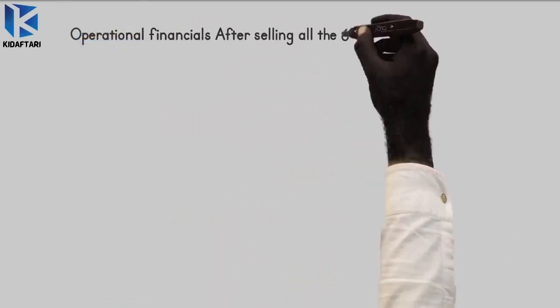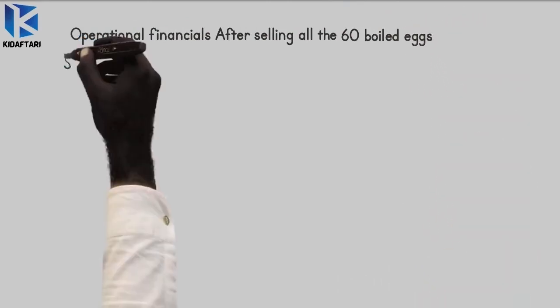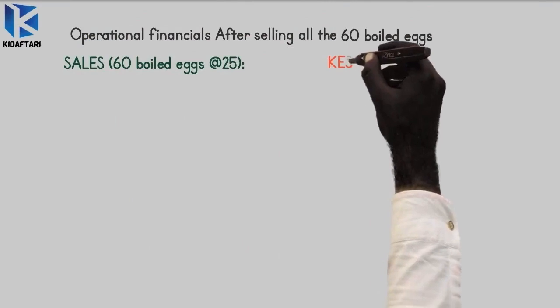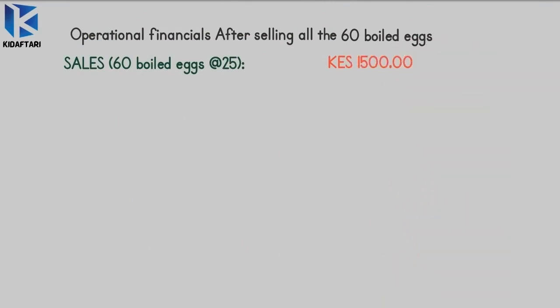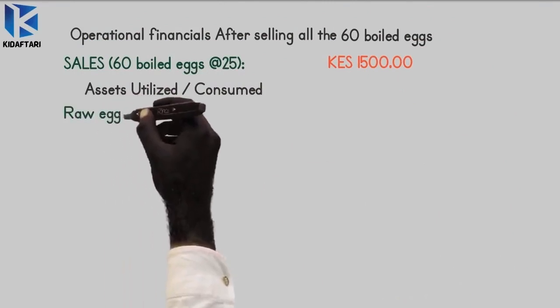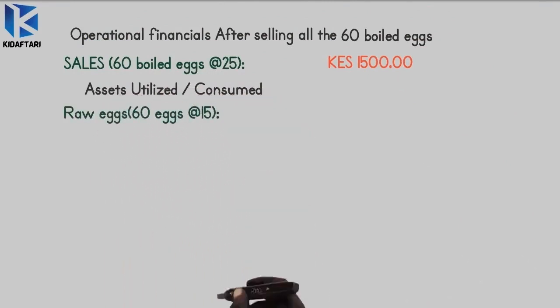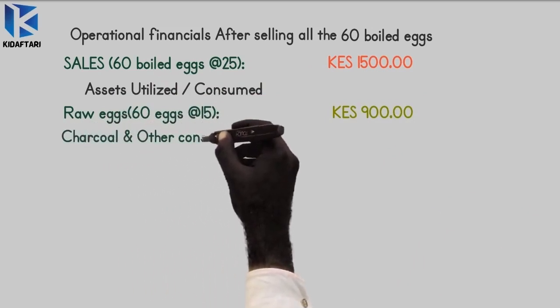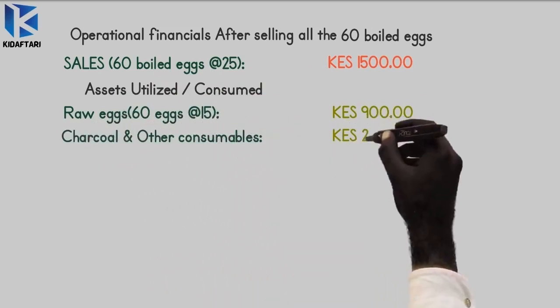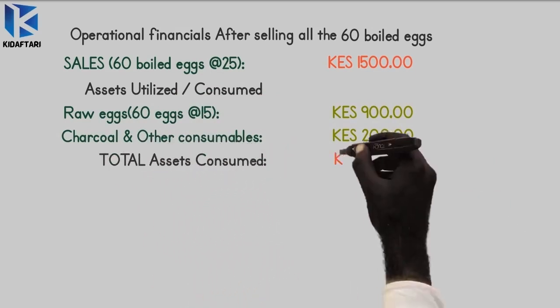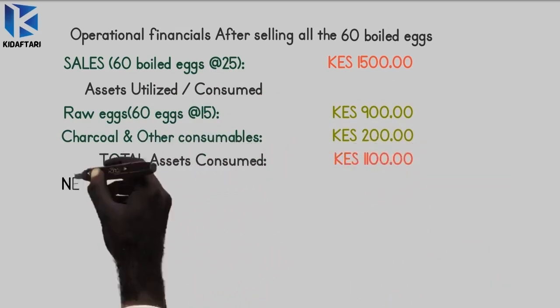Operational financials after selling all the 60 boiled eggs. Sales, 60 boiled eggs at 25 shillings brings Kenya shillings 1,500. Assets consumed to make these sales. Raw eggs at 15 shillings, 900 shillings. Charcoal and other consumables were worth 200 shillings. Total assets consumed comes to 1,100 shillings.